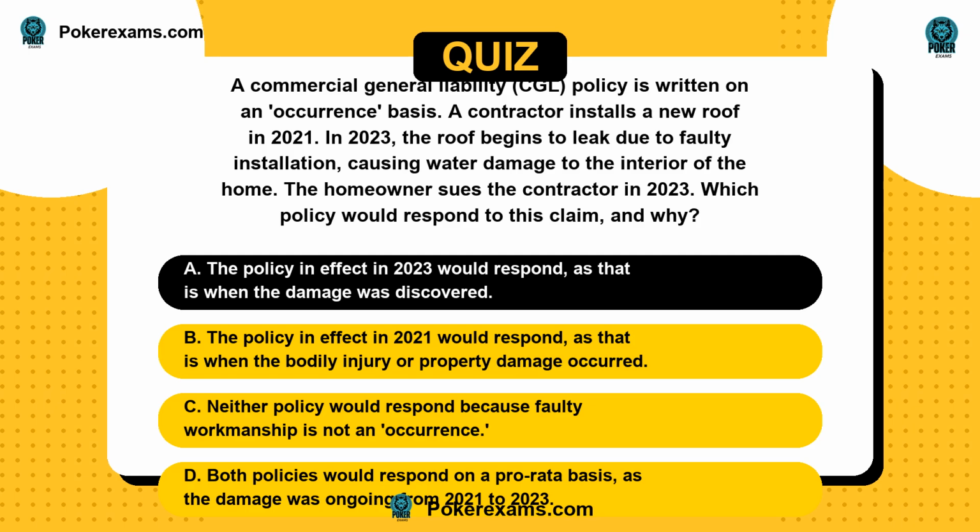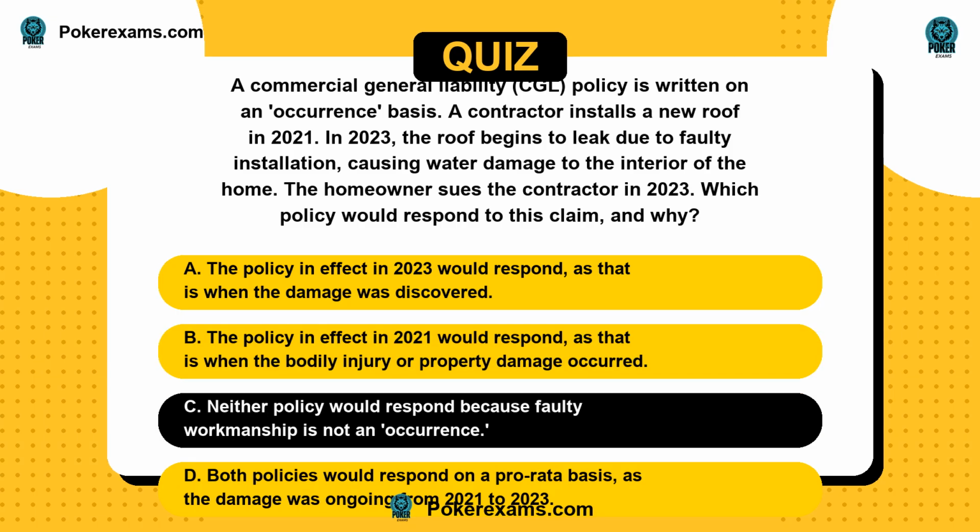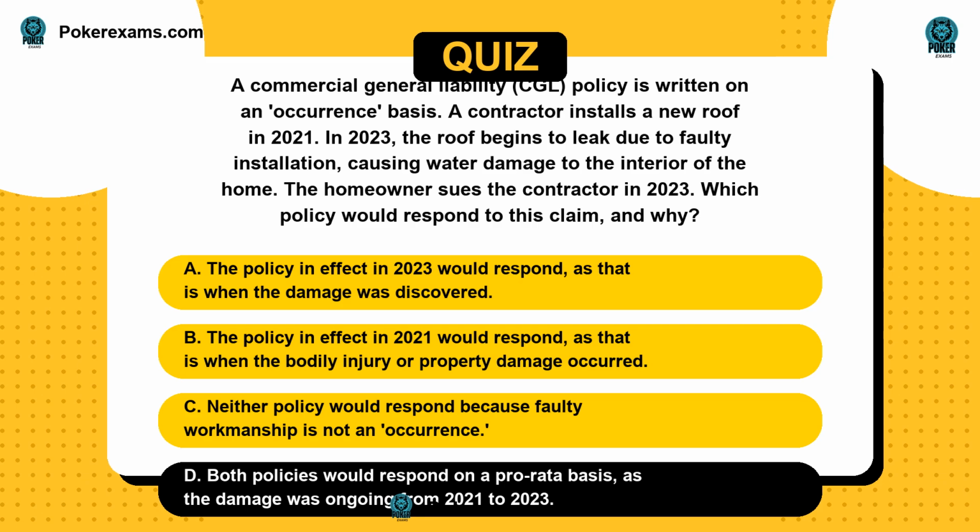Is it A, the policy in effect in 2023 would respond, as that is when the damage was discovered? Or B, the policy in effect in 2021 would respond, as that is when the bodily injury or property damage occurred? C, neither policy would respond because faulty workmanship is not an occurrence? Or D, both policies would respond on a pro rata basis, as the damage was ongoing from 2021 to 2023?